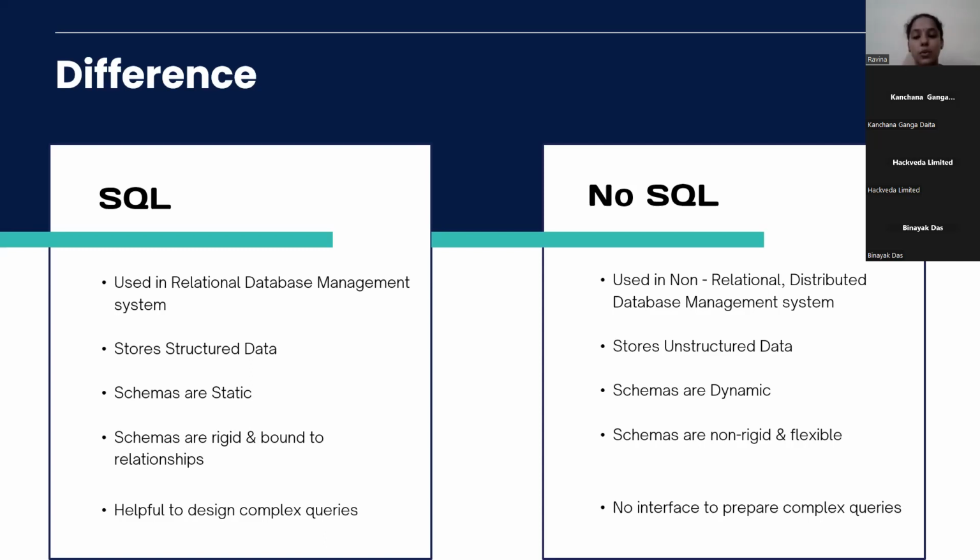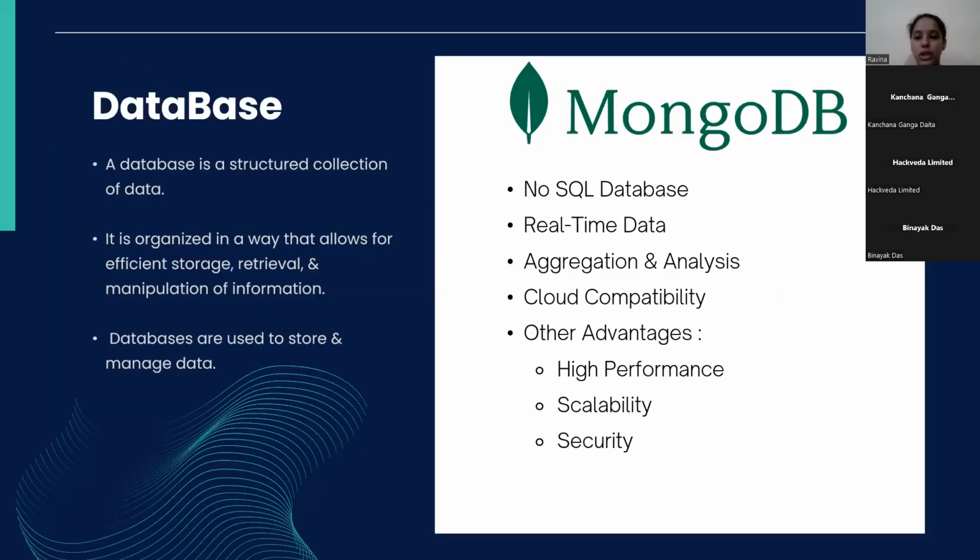So of course we need NoSQL, because we are handling real-time data, which should be dynamic. The only disadvantage of NoSQL is that it doesn't have any interface, whereas in SQL, let me say MySQL has an interface called phpMyAdmin to build complex queries. So back to the advantages of MongoDB, as I mentioned earlier, real-time data. To handle the real-time data, we are using the dynamic MongoDB. Aggregation and analysis: with the data, we can analyze the differences.